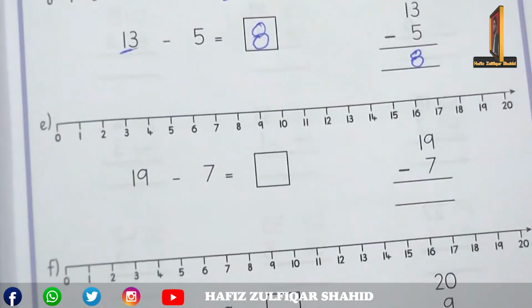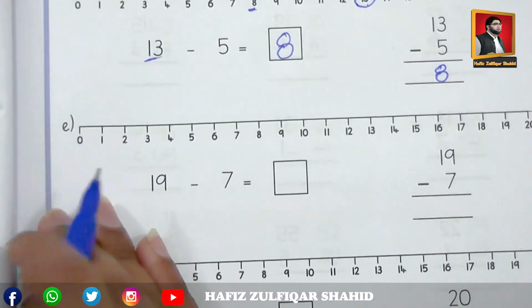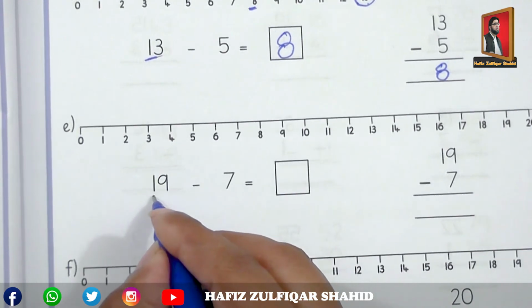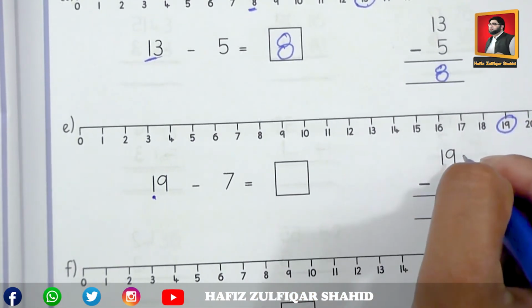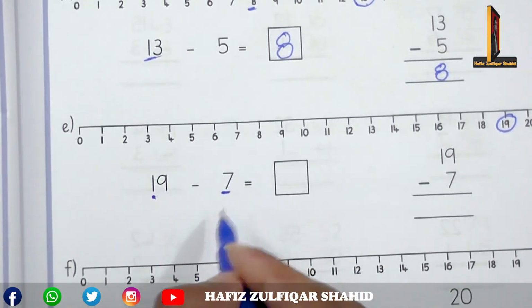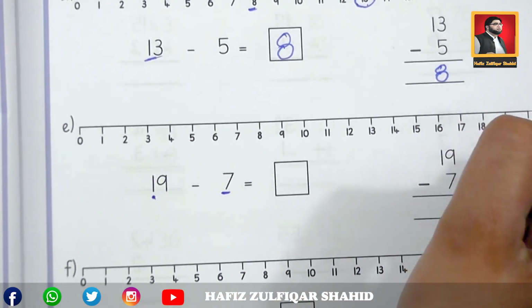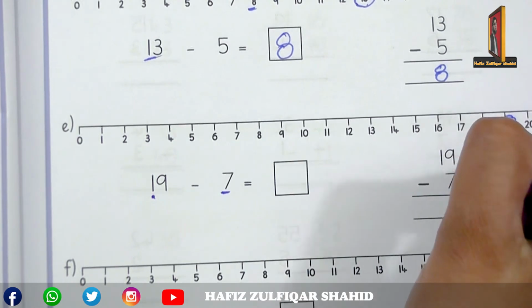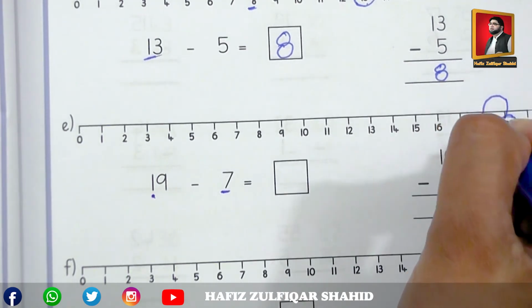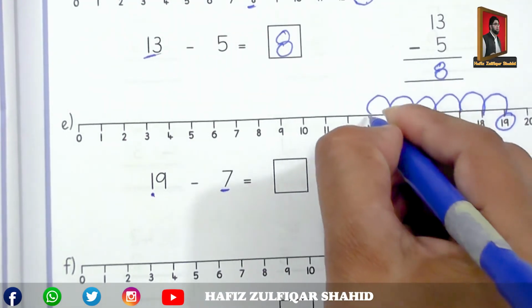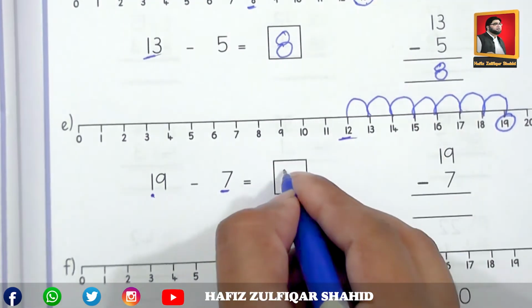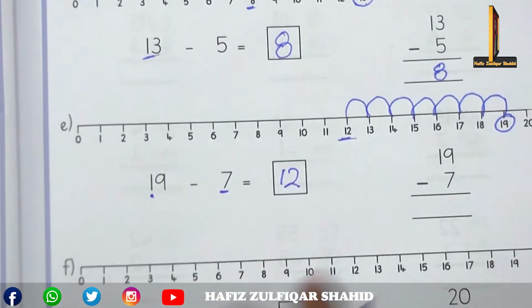Let's see the next number, part E. First number is 19. Here we have 19. Circle it. Now second number is 7. It means we have to subtract 7 from 19. Put 7 steps backward. 1, 2, 3, 4, 5, 6, 7. We reached at 12. Write down 12 in answer.